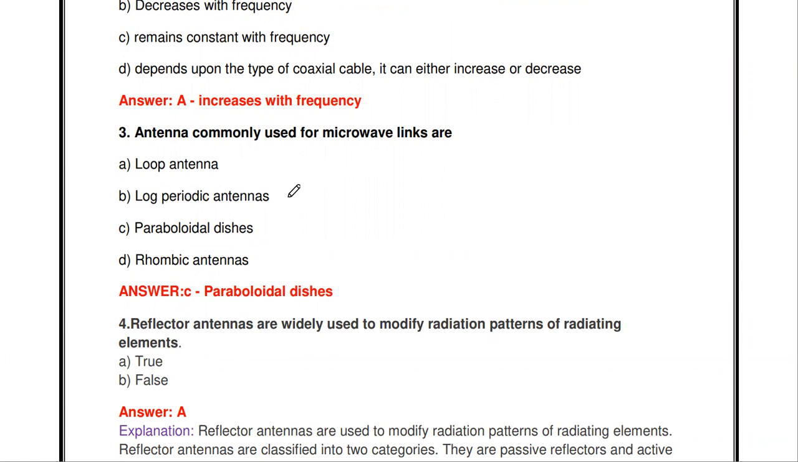Okay. Then the next one: the antenna commonly used for the microwave link: loop antenna, log periodic antenna, parabolic dishes, or rhombic antenna. The antenna commonly used for the microwave link is the parabolic dish.